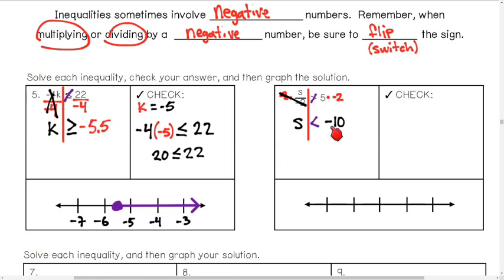A number that's smaller than -10, that would be -11. So I'm going to go ahead and test -11 here.